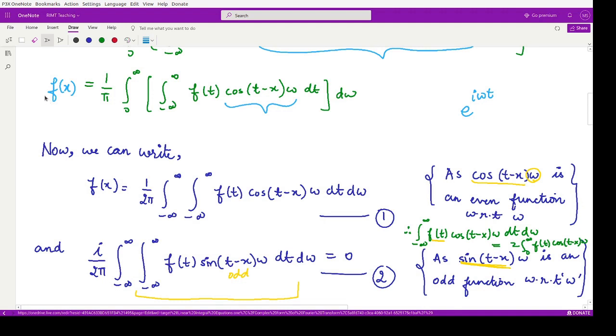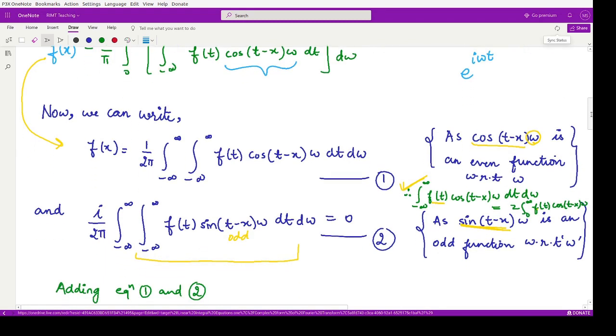We had this term f of x, so instead of 1 by pi integration from 0 to infinity f of t cos t minus x into omega, we can write 1 by 2 of this term. So this becomes 1 by 2 times integration from minus infinity to infinity f of t cos t minus x omega dt d omega. This is equation number 1.